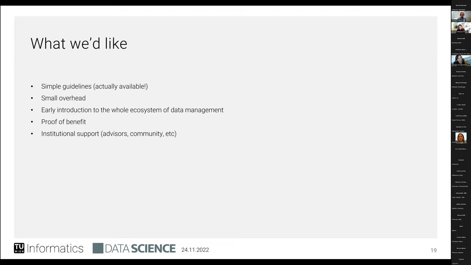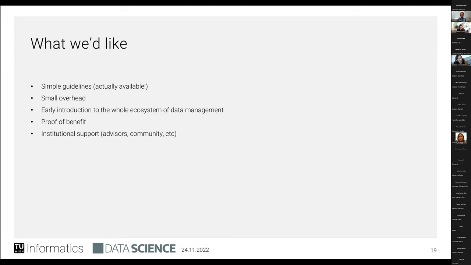So what we'd like as researchers, I think, are very simple guidelines, at least somewhere to start with, which are very helpful. And actually such guidelines are available from the research center. I actually used them in one of the projects, and it helped me quite a lot also to explain to the people why this is necessary. Of course, we want small overhead to create all this. And I think it would be very, very good to have some kind of an early introduction to the whole ecosystem of data management. And we need first, at least in my area, the proof of benefit, because the benefit of creating this data management plan is not that obvious.